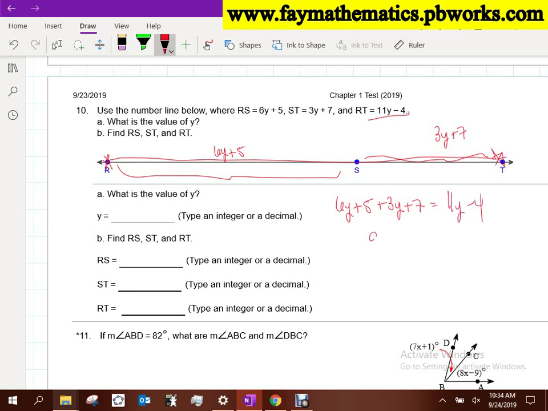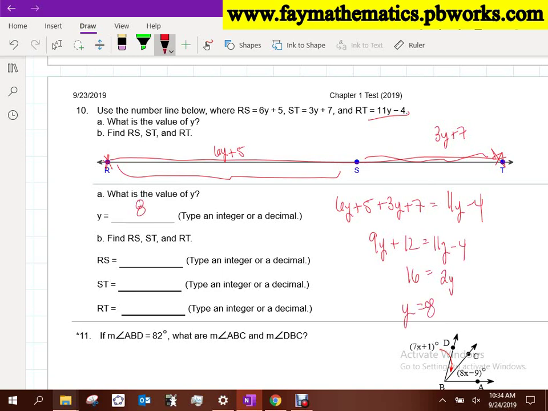So this is the segment addition. So I'll say 9y plus 12 is equal to 11y minus 4. Add 4 to both sides. Subtract 9y from both sides. So we get y to be 8.